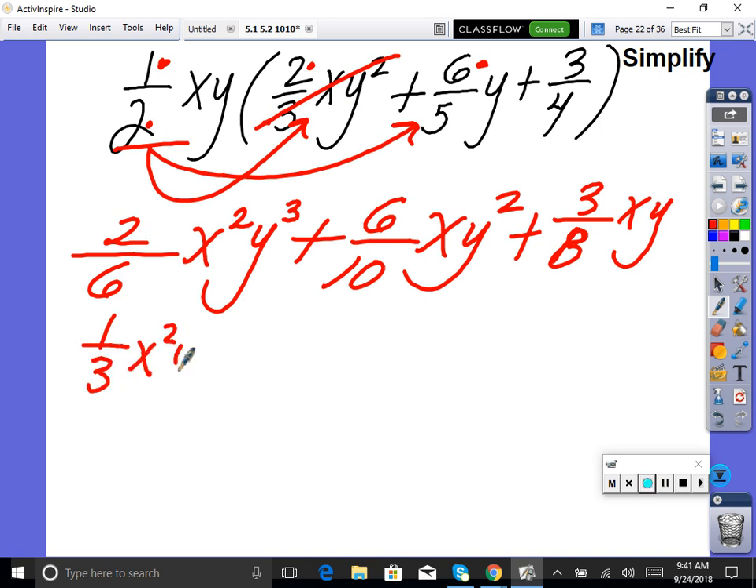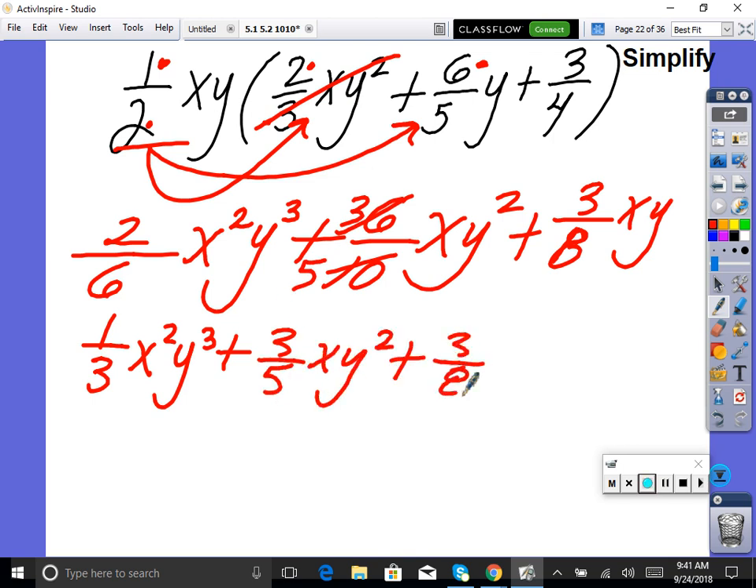1/3 x squared y cubed plus 2/5. Wait, wouldn't it be 3/5? Divide both by 2, 3/5. 3/5 xy squared plus 3/8 xy. Are we all good? Okay.